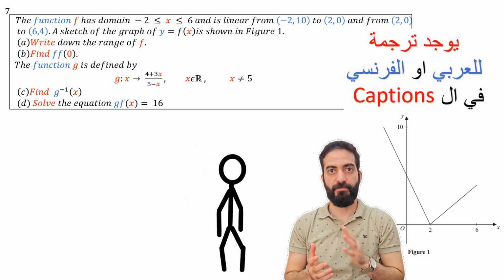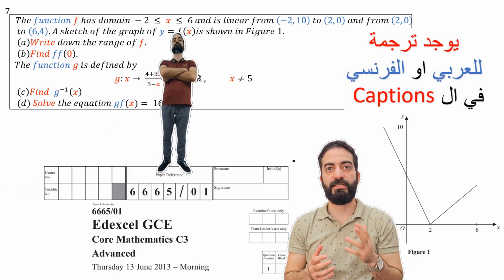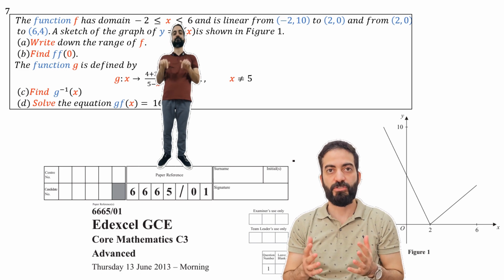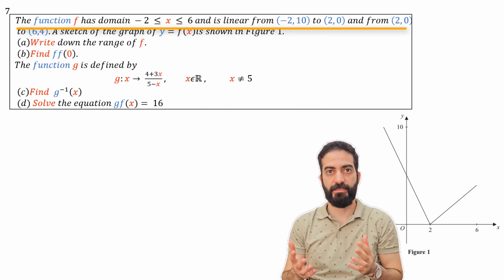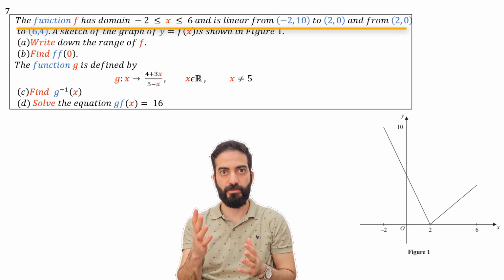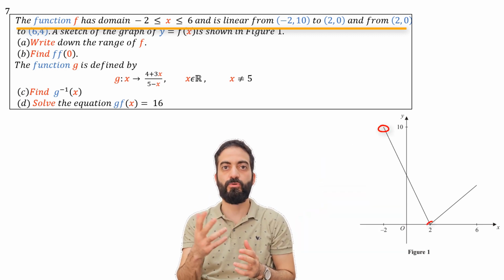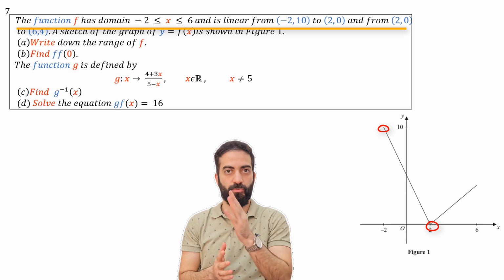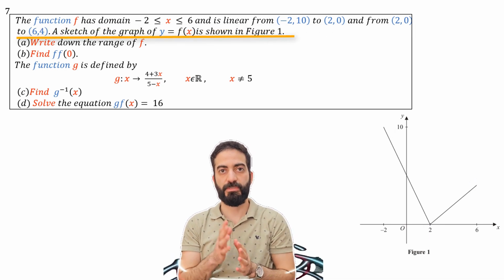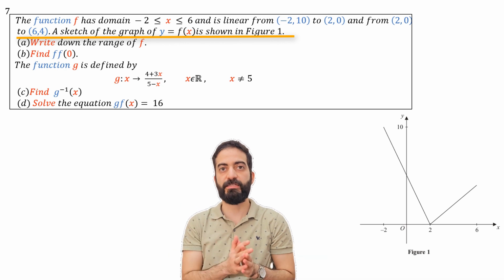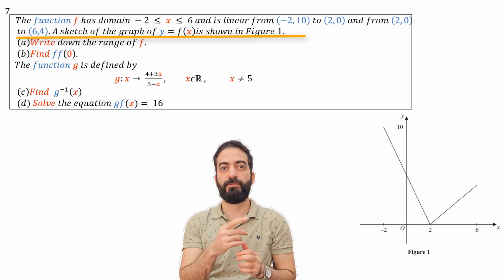Hello everyone, we will start by solving question 7 from the Edexcel GCE 2013 exam. The function f has domain x between -2 and 6 and is linear from (-2, 10) to (2, 0) and from (2, 0) to (6, 4). A sketch of the graph of y equals f(x) is shown in figure 1.